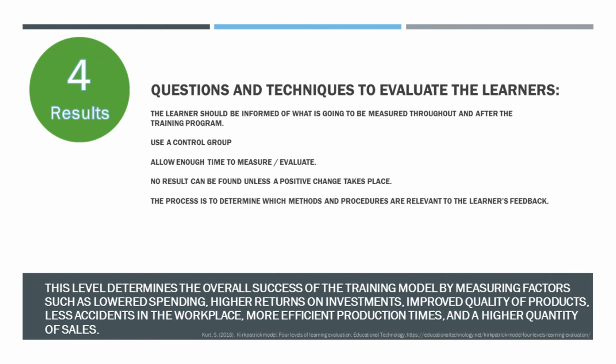Use a control group. Allow enough time to measure or evaluate. No significant result can be found unless a positive change takes place. The process is to determine which methods and procedures are relevant to the learner's feedback.